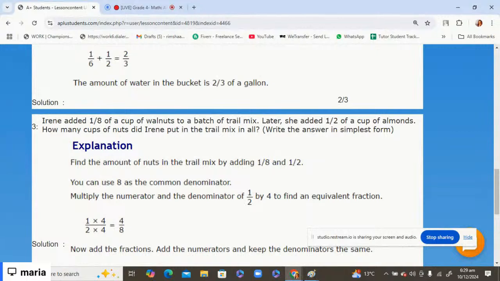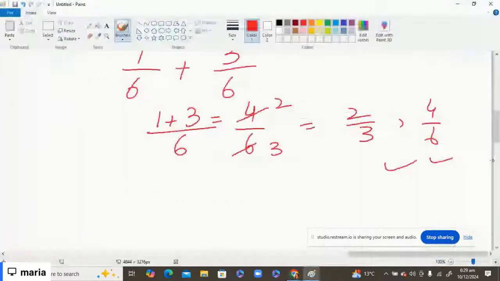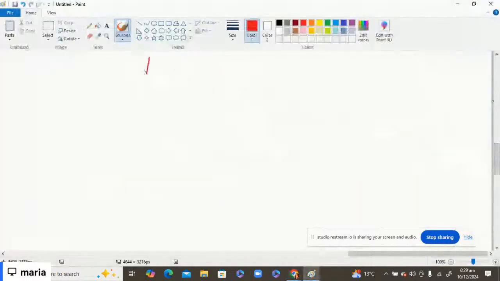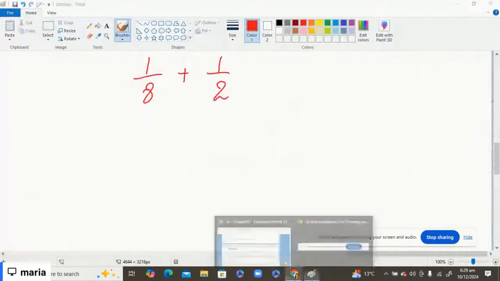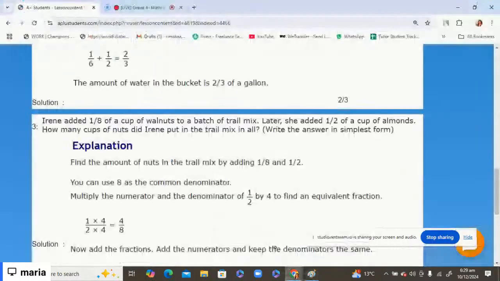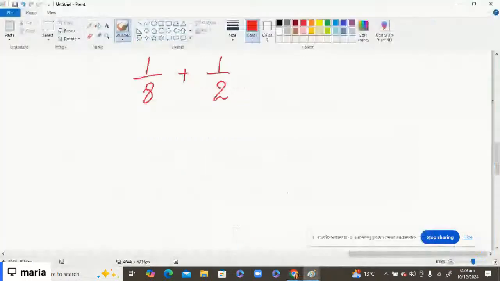So, just add 1 by 8 and 1 by 2 and then tell me the answer, everyone. 1 by 8 plus 1 by 2. It's 1 by 8 and 1 by 2. So what is the greater denominator? We put it here.